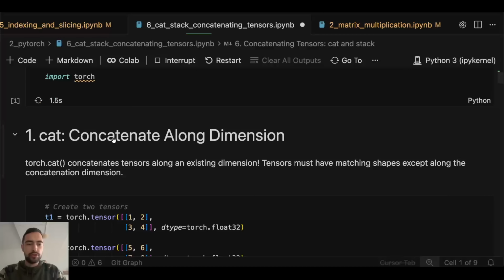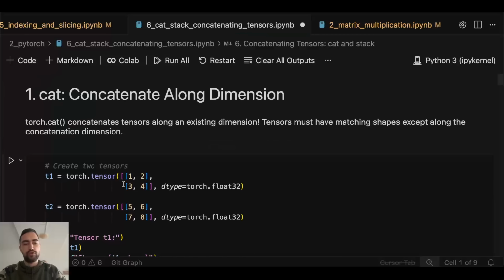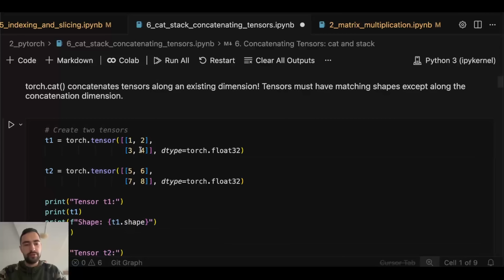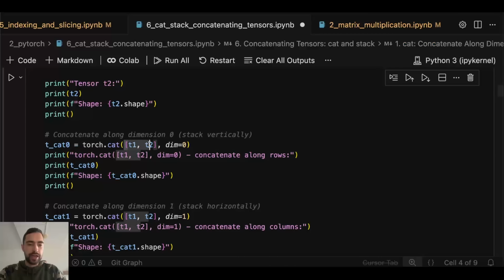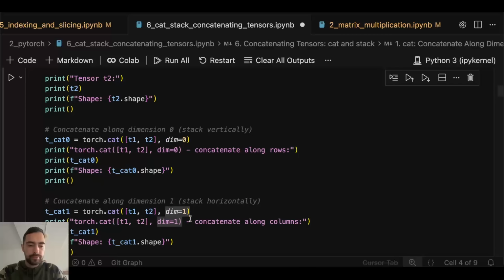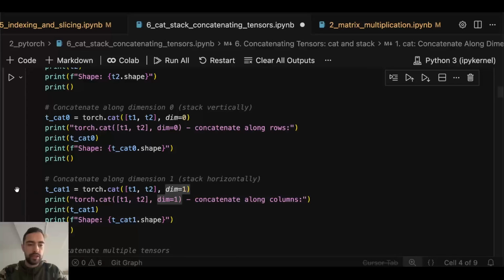Now let's learn about concatenating tensors. If you have two tensors, 1, 2, 3, 4, and 5, 6, 7, 8, you can just concatenate them in dimension 0, or join them in dimension 1. Let's see what both of those do.